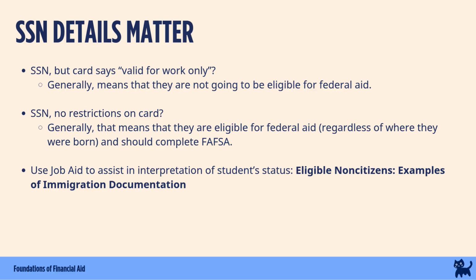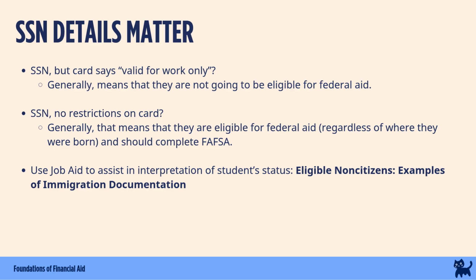So if the student says they have a social security number, but they feel unsure about their status, you could ask them to take a look at the card. If the card says valid for work only, generally that means they are not going to be eligible for federal aid and they should complete the CASFA. If they show you their social security card and there are no restrictions on the card, generally that means that they are going to be eligible for federal aid and they should complete the FAFSA.